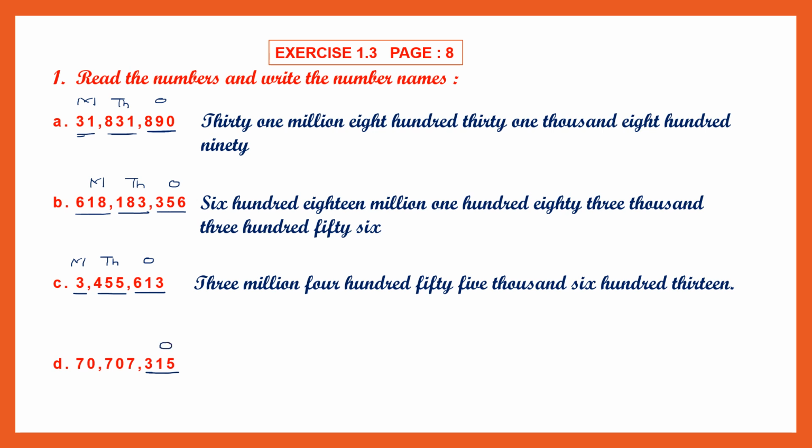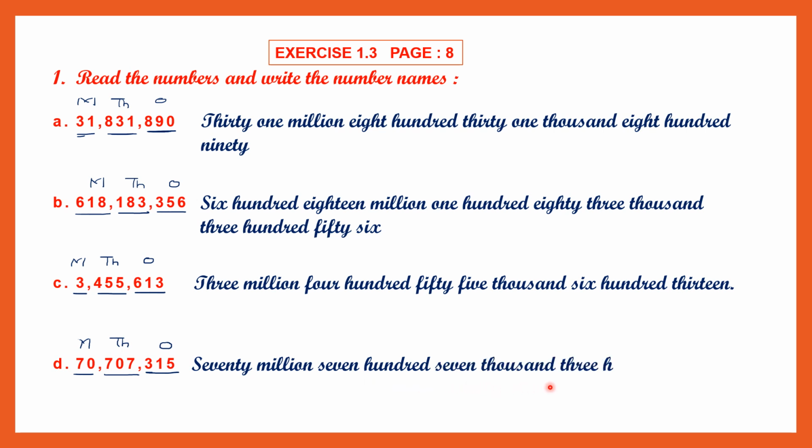315 is in the ones period, 707 is in the thousands period, and 70 is in the millions period. So let's read 70,707,315. So now let's read this. 70,707,315. Let's write it down. 70,707,315. So this is how we write. Now these are the first 4 numbers. Let's go on to the next 4 questions.